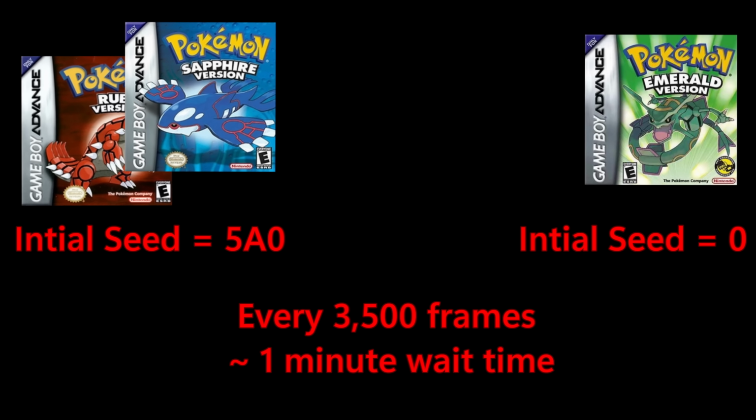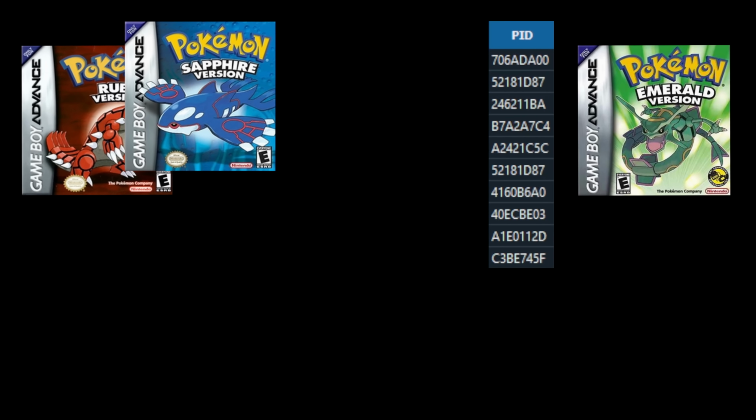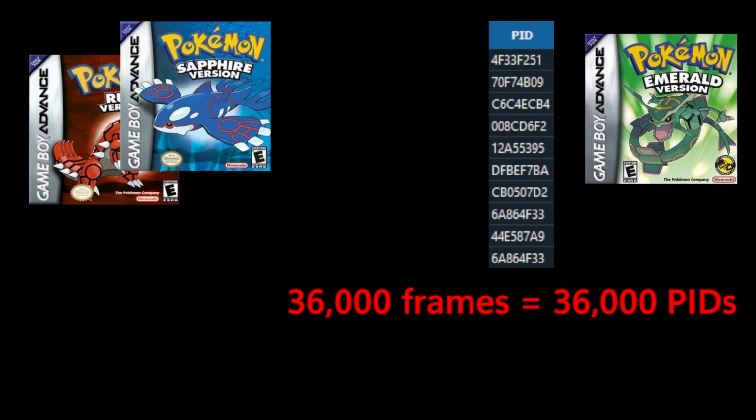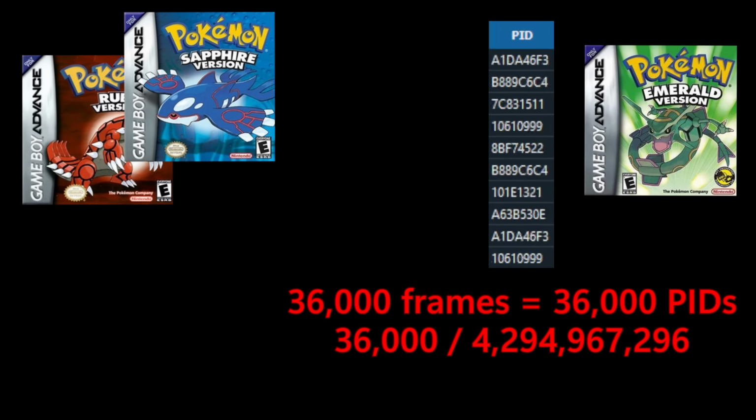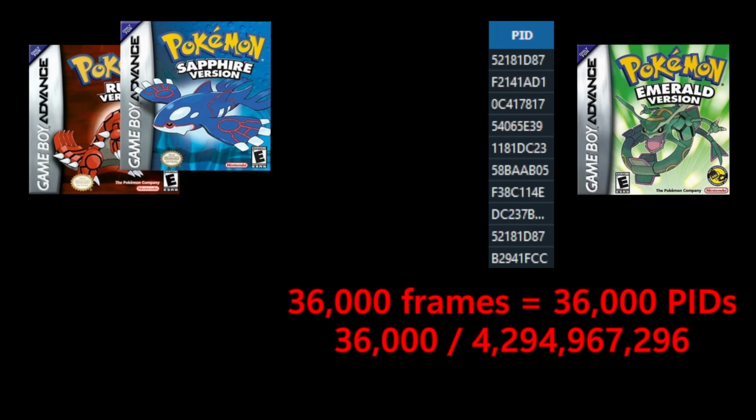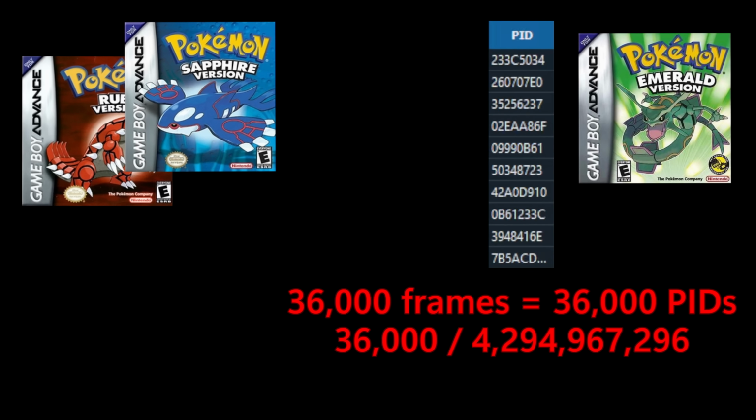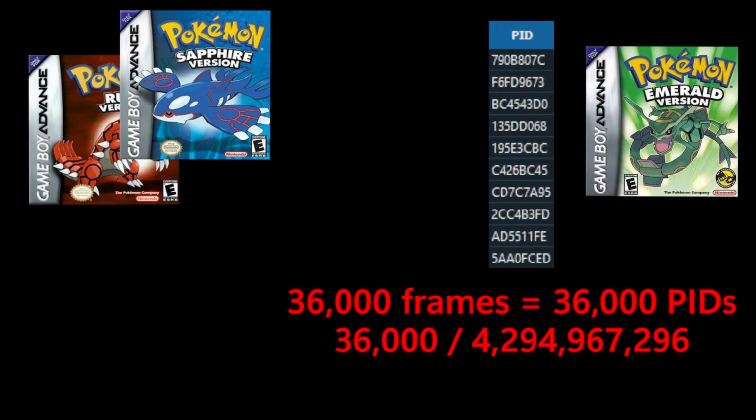In Emerald, where the PID is generated in one instance, there's only one possible PID for every frame, so in a 36,000 frame window, there are only 36,000 out of 4 billion chances to get the right PID. And spoiler alert, the Spinda Queen isn't anywhere close to that.